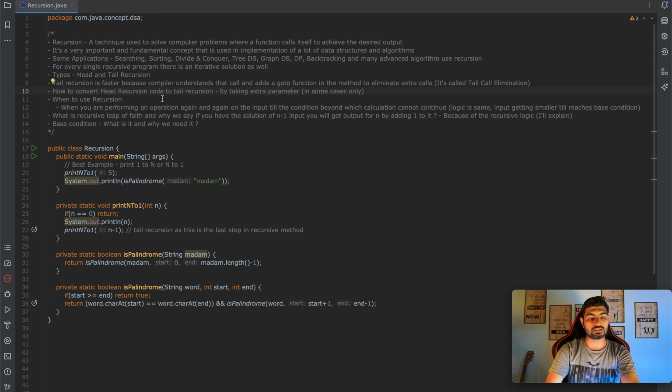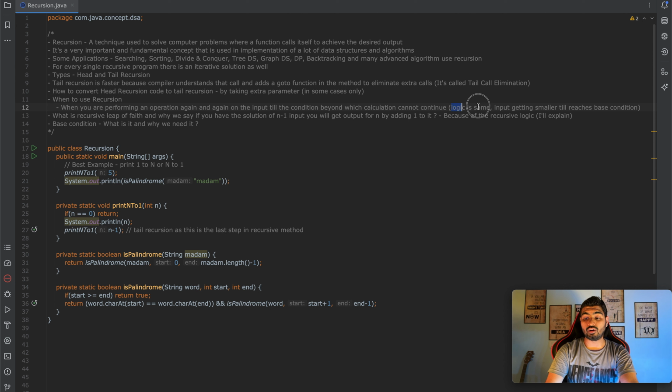When to use recursion? A lot of people learn recursion and they think they know recursion, but when the time comes to actually use it, they are blank. You don't understand whether we actually use recursion there or not. So when do you actually use it? When you are performing an operation again and again, that's where we are doing the recursive calls. When you're performing an operation again and again on the input till the condition beyond which calculation cannot continue, that is actually called the base condition. So that is where you use recursion.